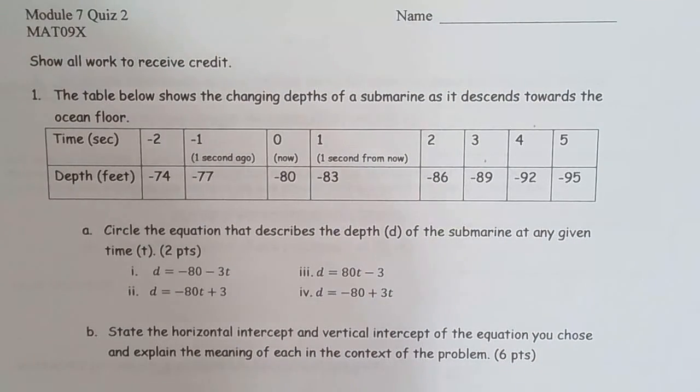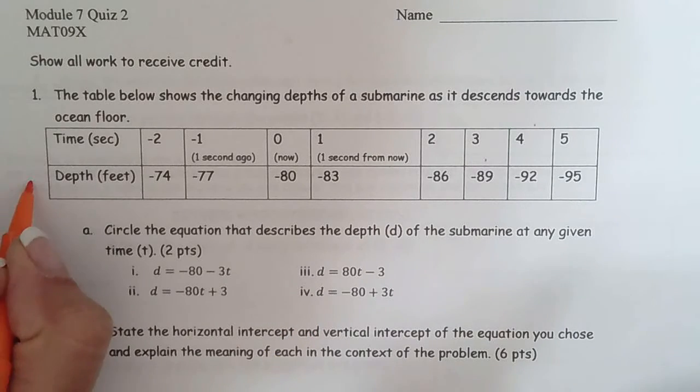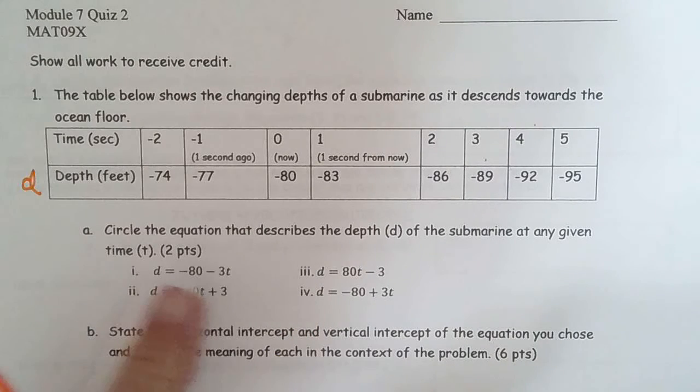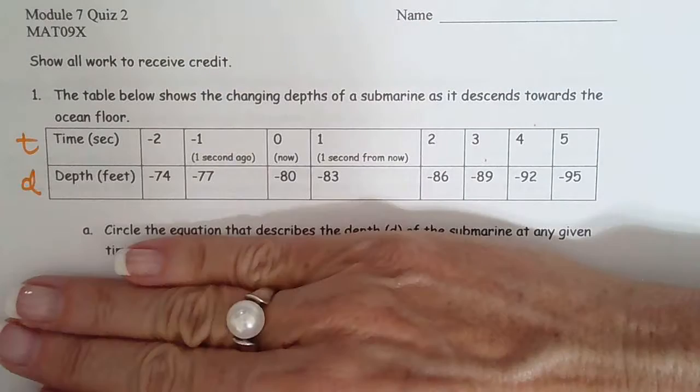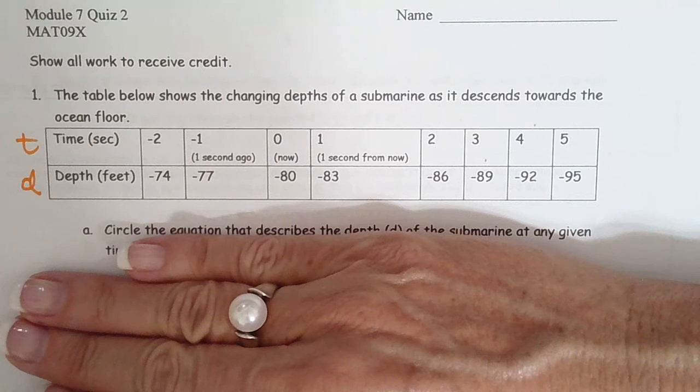So even when you take multiple choice tests, which part of our final, the paper pencil one, was multiple choice, you still want to do all the work and then pick the one that looks like yours. So I can see here D's on the outside, so that's what they're using for the Y variable, and I can see here that X is T. So I'm going to ignore these and pretend I don't see them, and I'm going to write my own equation.